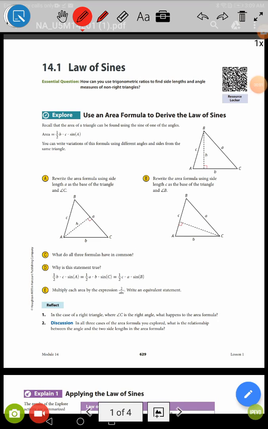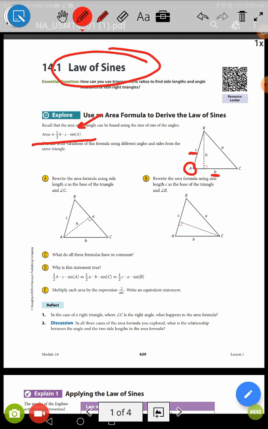Our lesson today is talking about the law of sines, and how to find that rule. First we'll find the area using sine A. So we'll use C and B. The rule will be half BC multiplied by the angle between them, which is A, so it will be sine A. Half BC sine A.